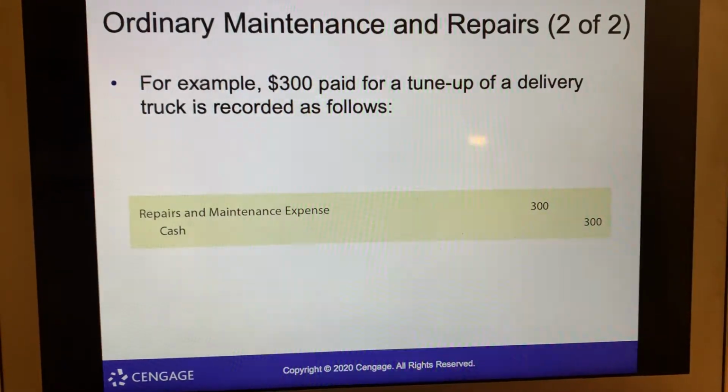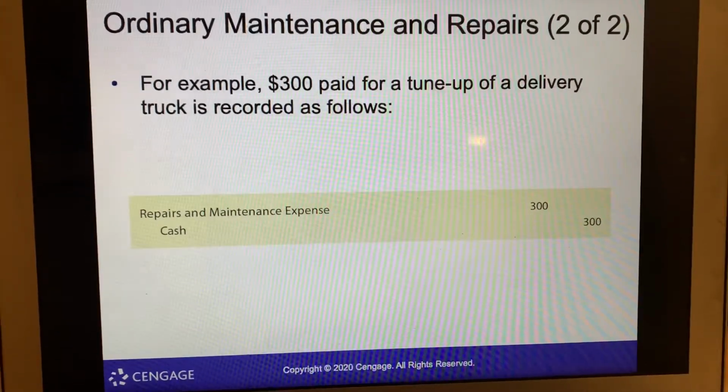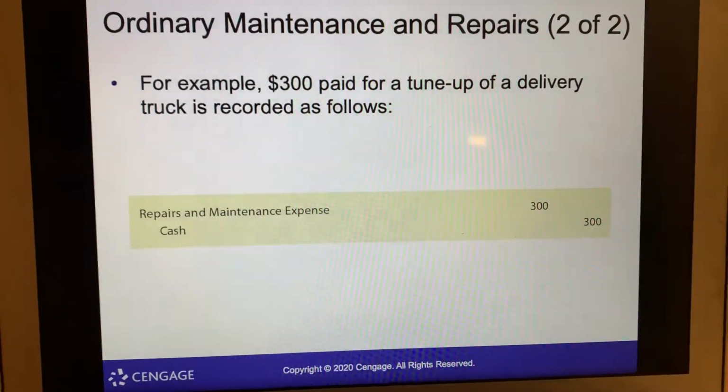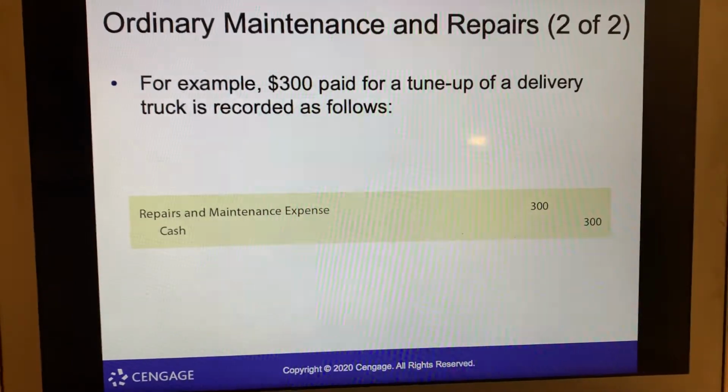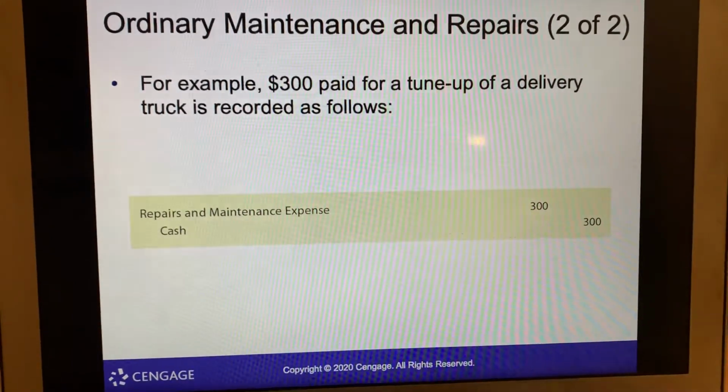So here's how you would account for this. If you pay $300 to tune up a delivery truck, so repairs and maintenance expense $300, and keep in mind that goes to your income statement, because your revenues minus your expenses, and then you're taking that out of your cash account.